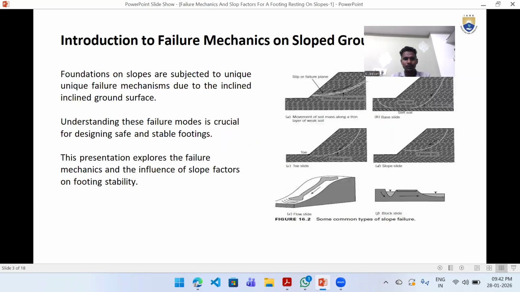Introduction to failure mechanics on sloped ground. Foundations on slopes are subjected to unique failure mechanics due to the inclined ground surface. Understanding these failure modes is crucial for designing safe and stable footings. This presentation explores the failure mechanics and the influence of slope factors on footing stability.